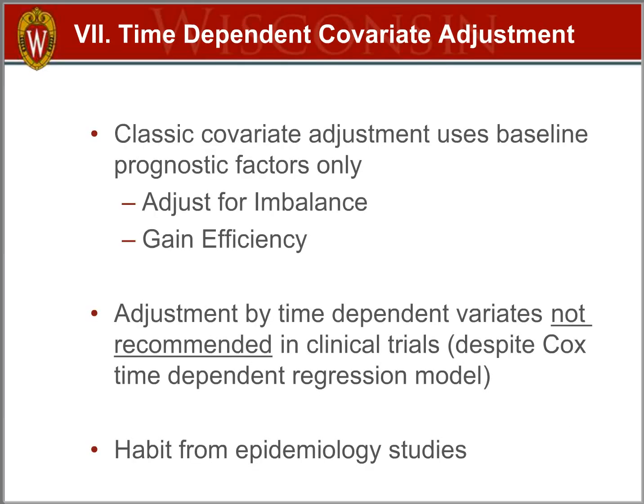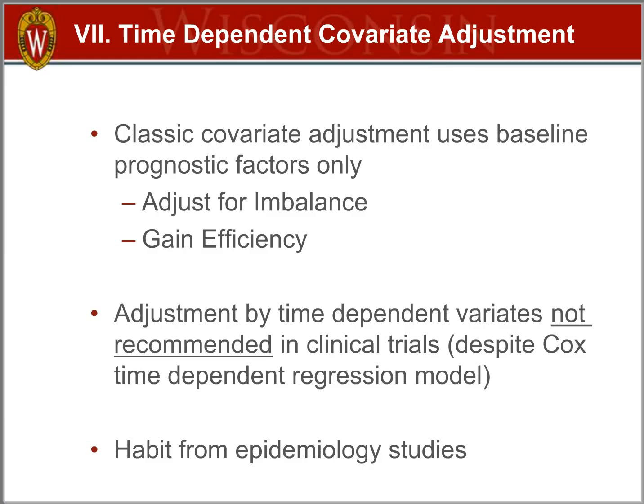One final comment. We have statistical methods, quite sophisticated methods, which allow us to make adjustments of covariates for outcomes. We do that, of course, to adjust for any imbalances that might happen in the randomization, and perhaps to gain some slight advantage in the efficiency or power. But the problem is, if we adjust by outcomes, which are what we call time-dependent covariates, we don't recommend that in clinical trials, despite the fact that these powerful statistical methods exist.